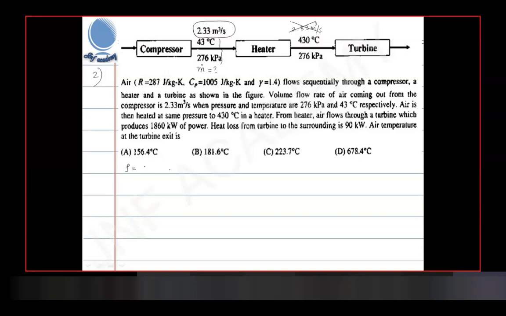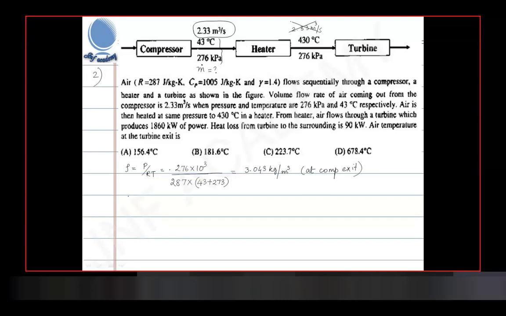The density is nothing but P by RT, which is 276 times 10 power 3 divided by 287 into the temperature, 43 plus 273 Kelvin. If you do this, I'm getting 3.043 kilogram per meter cube. This is the density at the exit of the compressor.